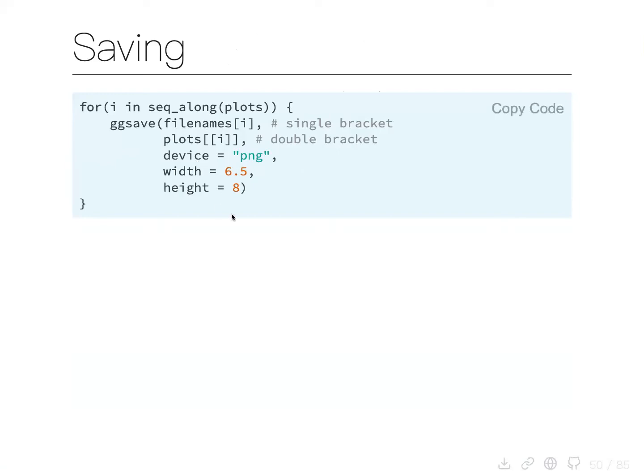I even use the same width and height. That's funny. You shouldn't actually have to specify the device. It should pick it up on its own, but if you want to be very careful about it, you could. But I'm going to say the file names, and that's an atomic vector, so I'm using a single bracket, and then plots, that's a list, so I'm using a double bracket, and then additional arguments to ggsave.